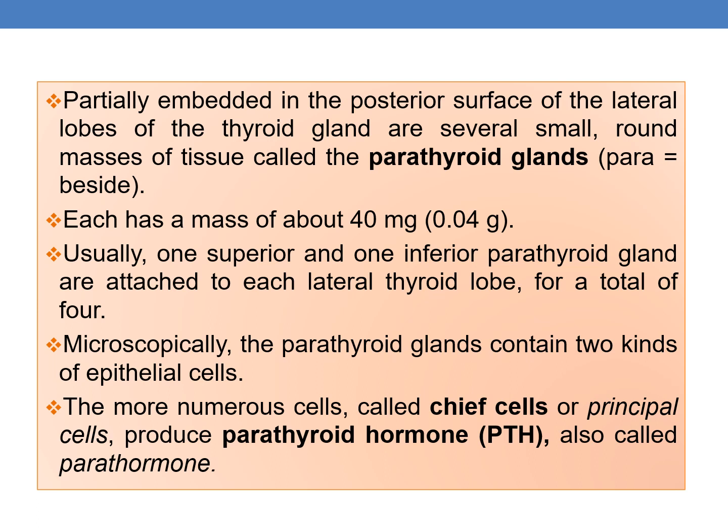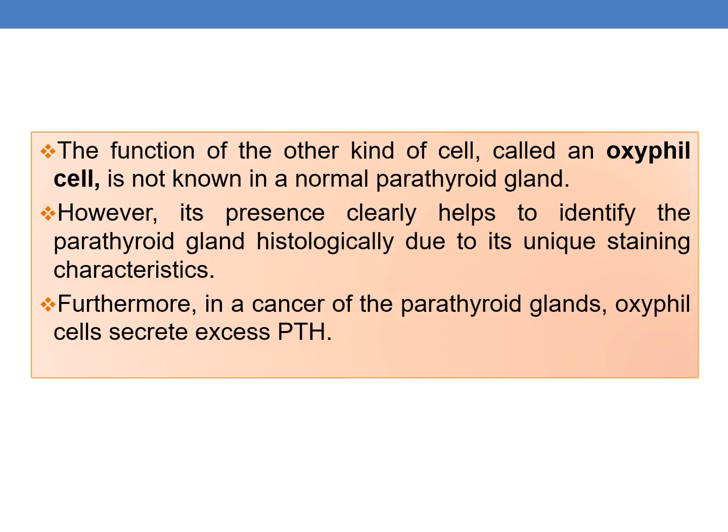Microscopically, the parathyroid glands contain two kinds of epithelial cells. The more numerous cells, called chief cells or principal cells, produce parathyroid hormone or parathormone. The function of the other kind of cell, called the oxyphil cell, is not known in a normal parathyroid gland. However, its presence clearly helps to identify the parathyroid gland histologically due to its unique staining characteristics. Furthermore, in a cancer of the parathyroid glands, oxyphil cells secrete excess PTH.